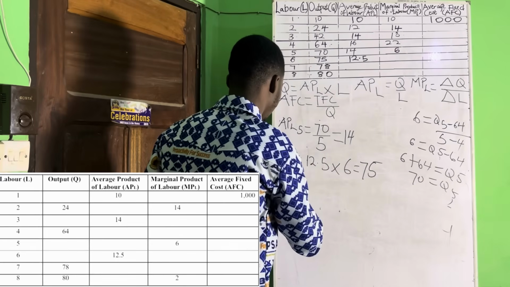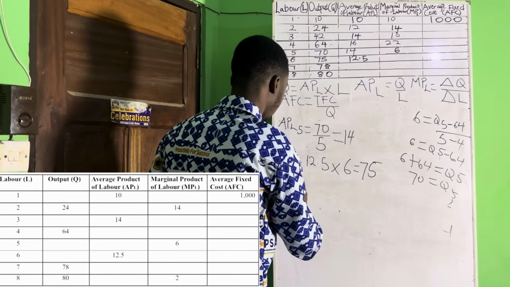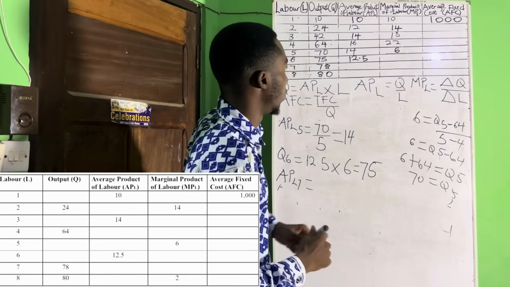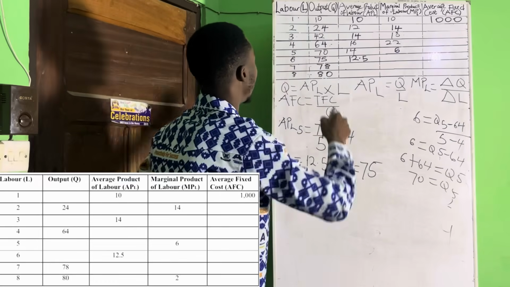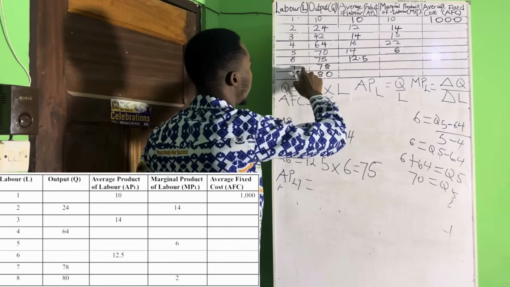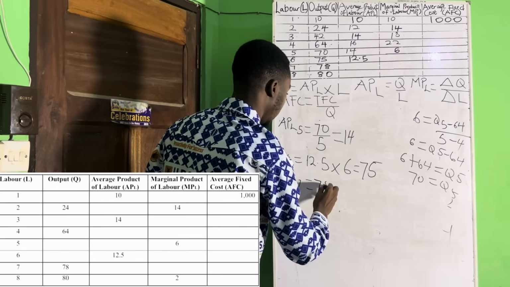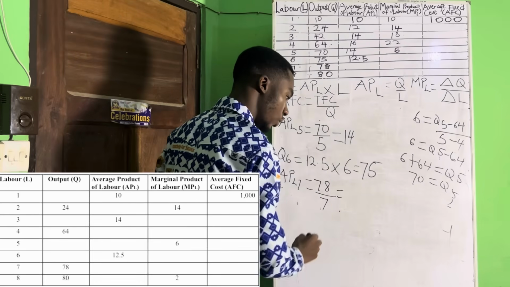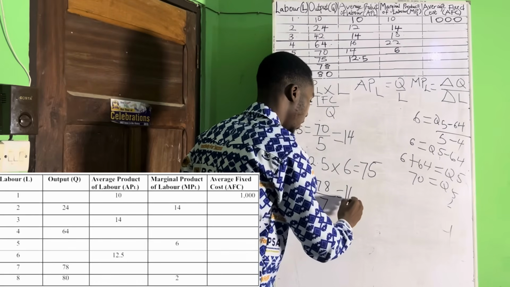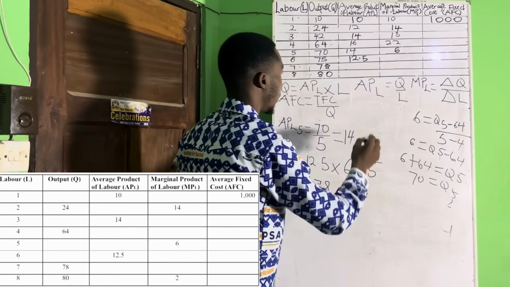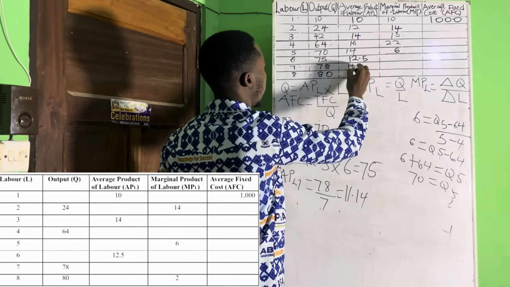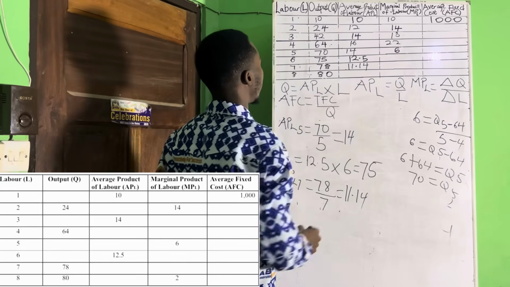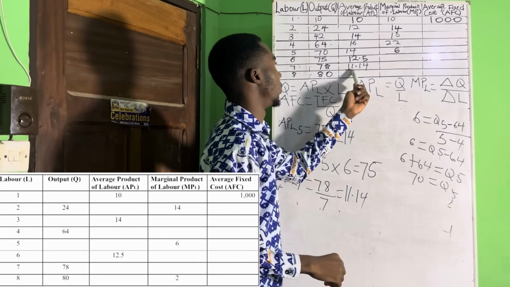So our APL7 is equal to quantity over labor. So the quantity, or the output for year 7, which is 78, then over the labor, which is 7. So 78 over 7 should be giving us 11.14, right? So here will be 11.14.